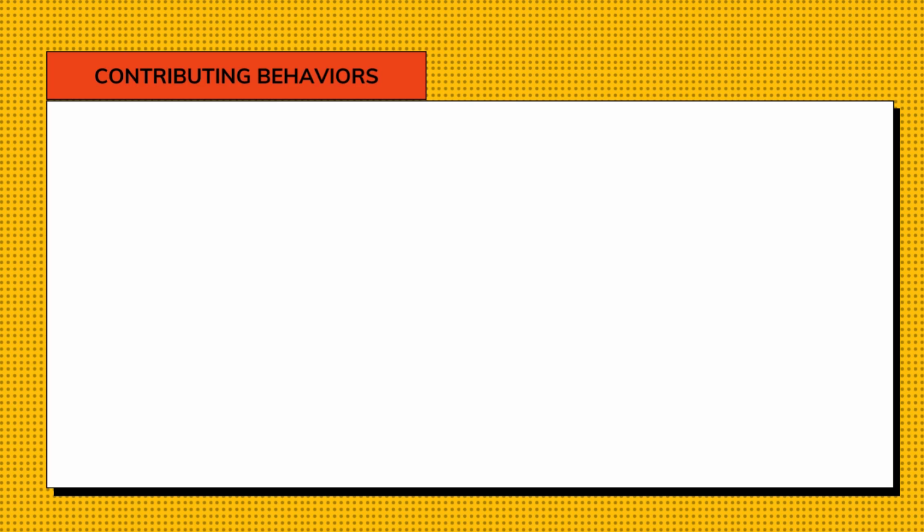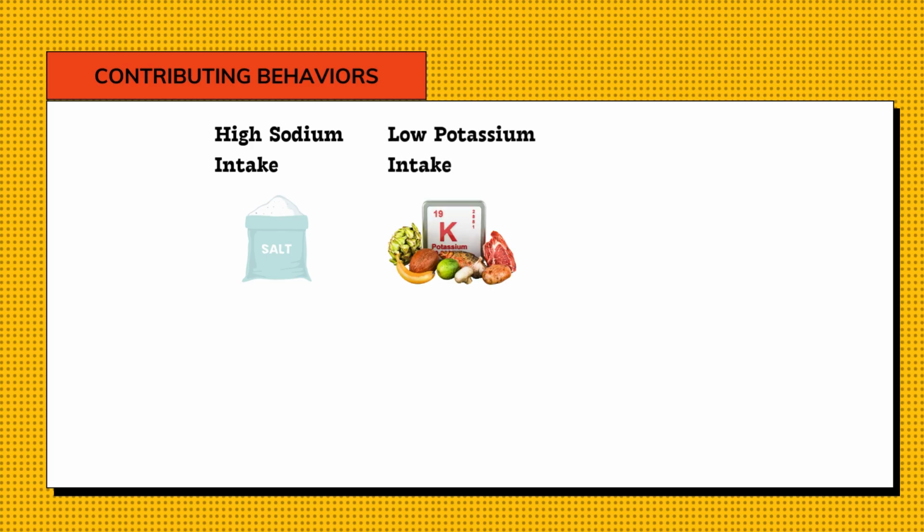Contributing behaviors. Several lifestyle choices and behaviors can contribute to the development or worsening of hypertension. High sodium intake. Consuming foods high in salt is a well-documented risk factor for hypertension. Low potassium intake. Potassium helps balance the amount of sodium in cells. A diet low in potassium can increase the risk of high blood pressure.